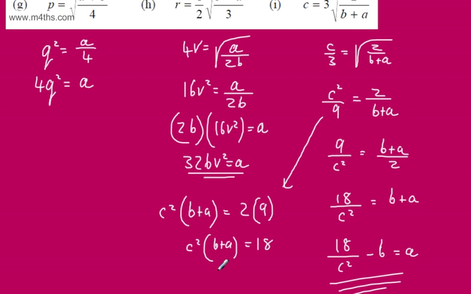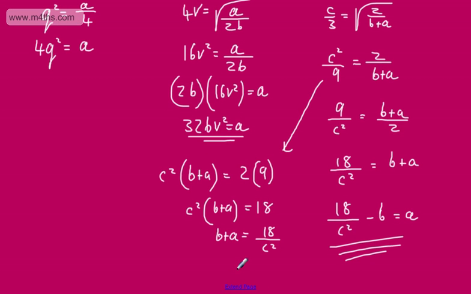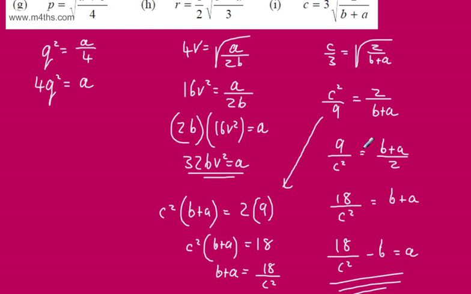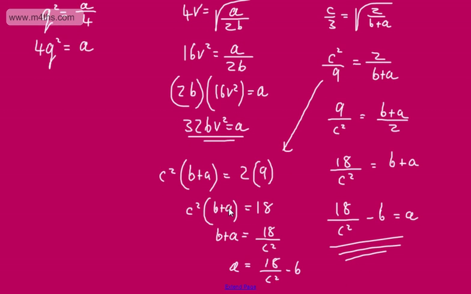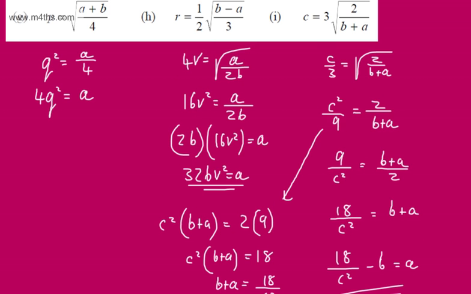Dividing both sides by c squared, b plus a is equal to 18 over c squared, and then at that stage I'm just simply subtracting b from both sides. So a is equal to 18 over c squared minus b. So all we've done here is essentially now cross multiplied. I've multiplied both sides by b plus a, both sides by 9. It leaves us with that, clearing the fractions, and then we simply rearrange.